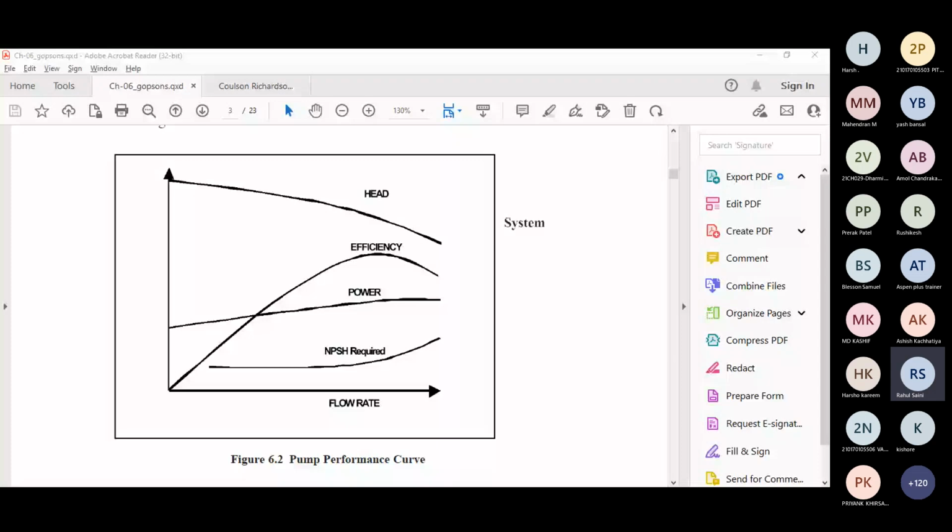Someone is asking whether I am sharing, but yes, I am sharing the screen and I think everyone is able to see the screen.